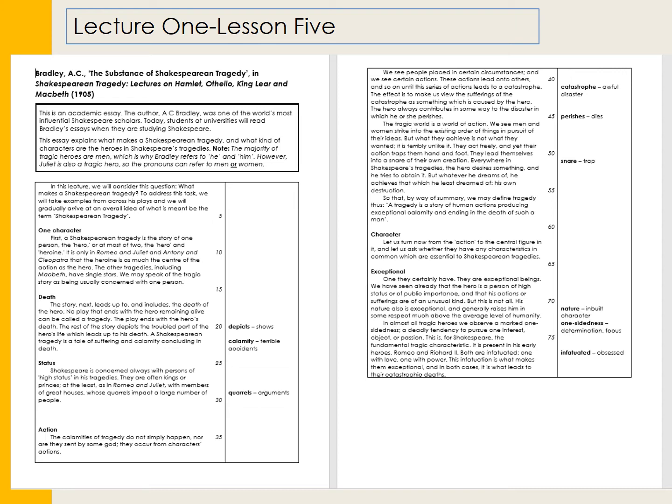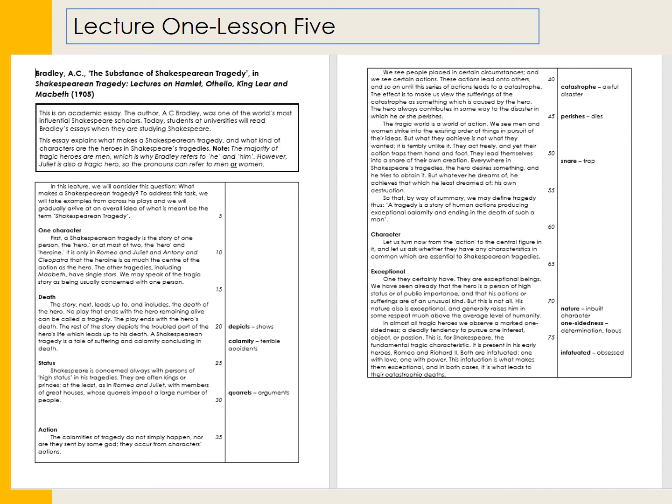It is present in his early heroes, Romeo and Richard II. Both are infatuated, one with love, one with power. This infatuation is what makes them exceptional, and in both cases it is what leads to their catastrophic deaths.